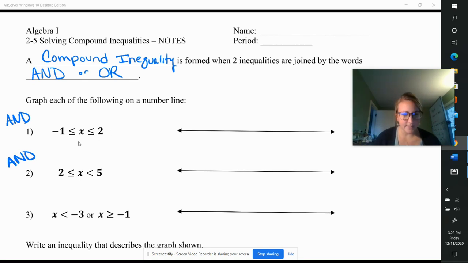So what number 1 is saying is we want to read this inequality inside out. So start with the left side. This is saying x is less than or equal to 2, and x is greater than or equal to -1.